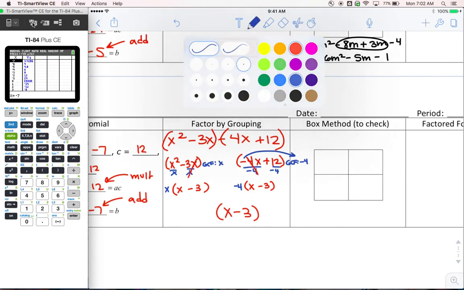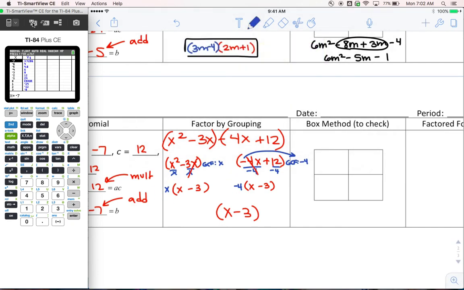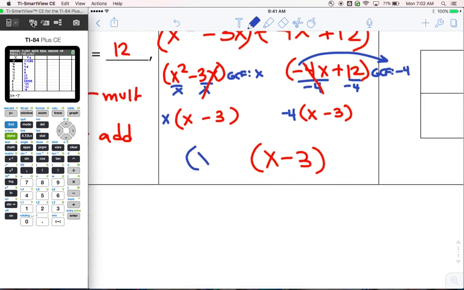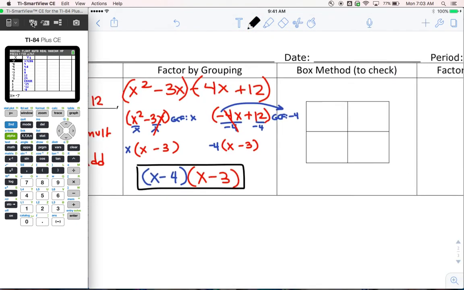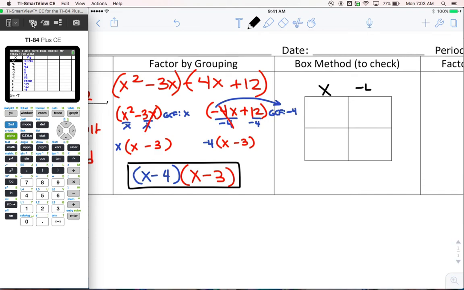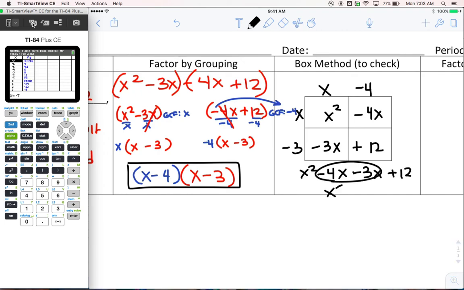My group in the front are my GCFs, right? The x and the -4. So I got an x and a -4. All right, we're almost there, you guys. Now all I got to do is check my answer. Check those factored terms. I got an x and a -4. We have an x and a -3. This is going to be x squared minus 4x minus 3x and a +12. So if I write all those out, here we go, +12. These numbers combine and I get x squared with a -7x and a +12.